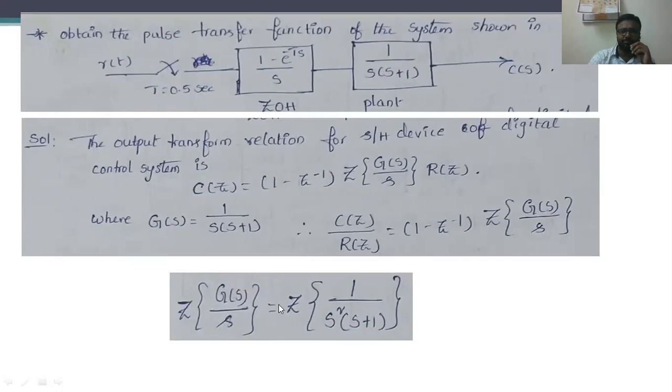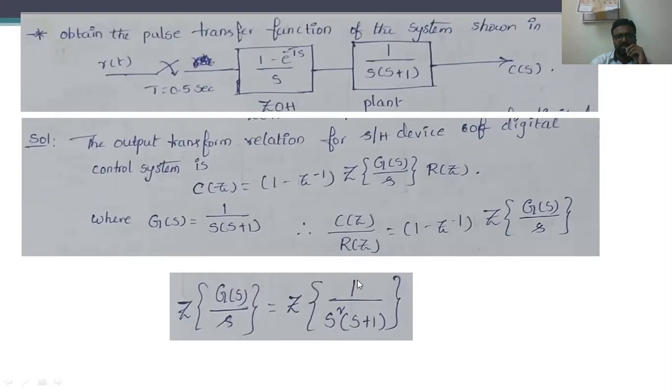In order to obtain the ratio C of z divided by R of z, we need to calculate the z transform of G of s divided by s, that is nothing but 1 divided by s square into s plus 1. We need to determine the z transform for this particular function, so let us try to solve it.